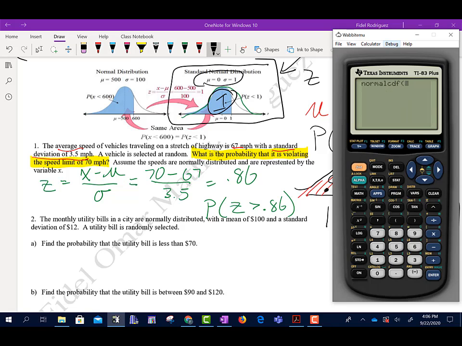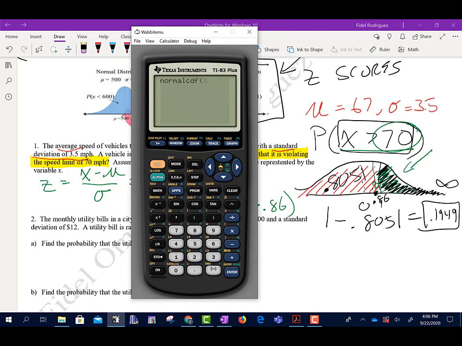The lower limit is where we're starting, right here at 0.86. So I'm going to enter 0.86, comma. Where am I going to end? I'm going to keep going as far as I can go, so I'm going to enter in a few nines. Then I hit enter, and I should be coming up with 0.1949. If you notice, it's 0.1948 with a 9, so if I round it to 4 decimal places, it's 0.1949.